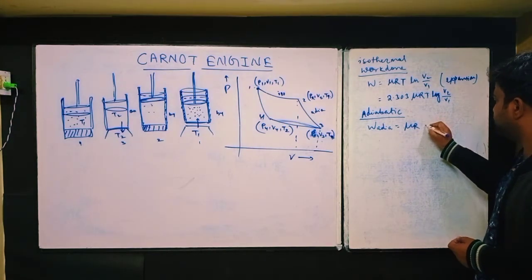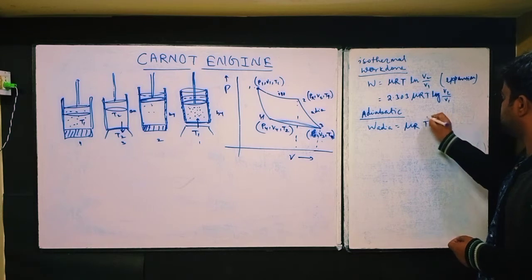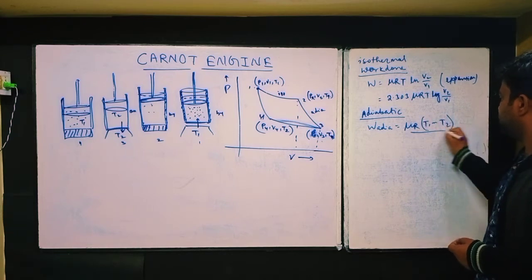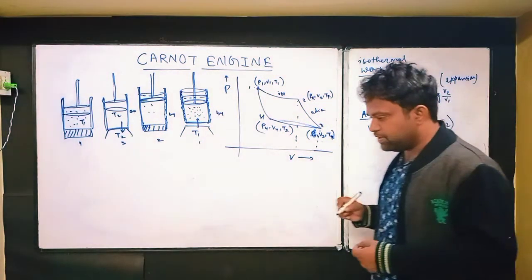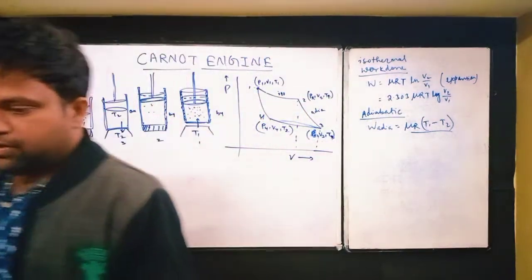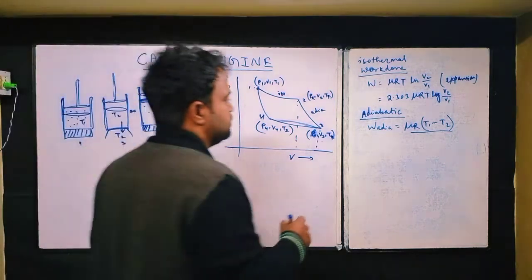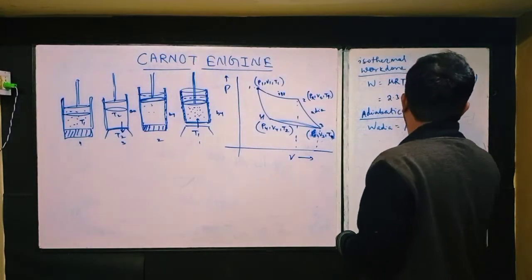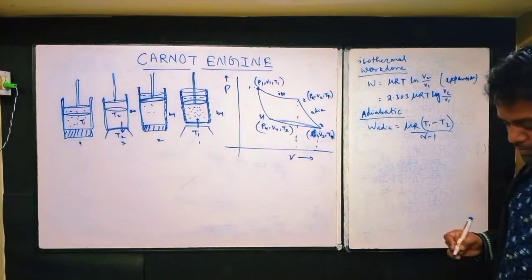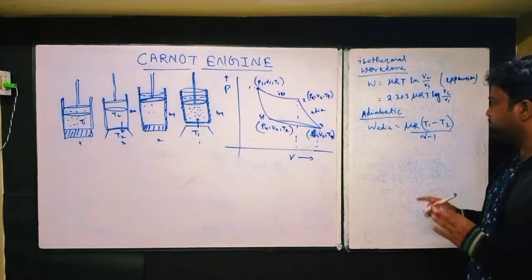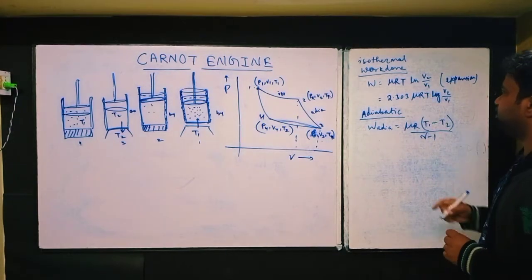So it's mu R (T1 minus T2), and gamma minus 1. Mu R (T1 minus T2), initial minus final, over gamma minus 1. So this is your work done for the adiabatic process. This is work done for the adiabatic process. This is work done for the isothermal process.